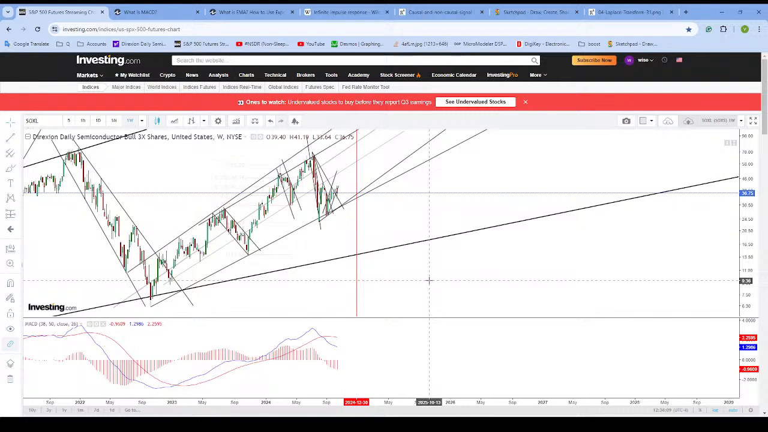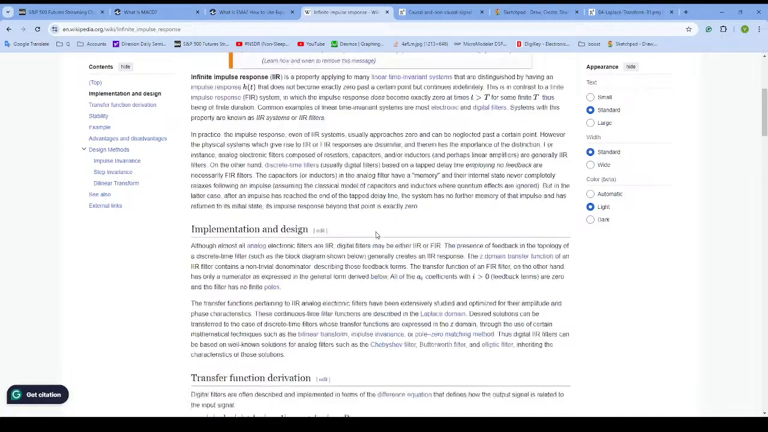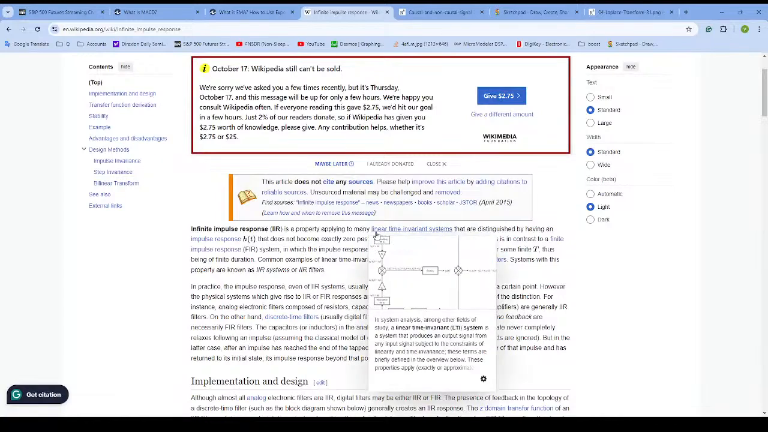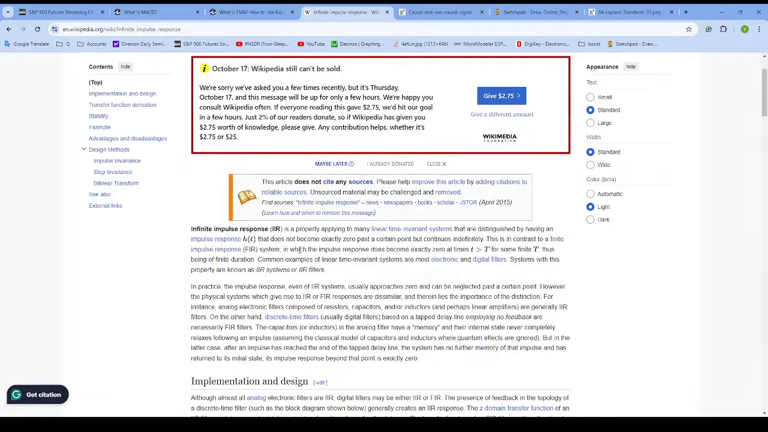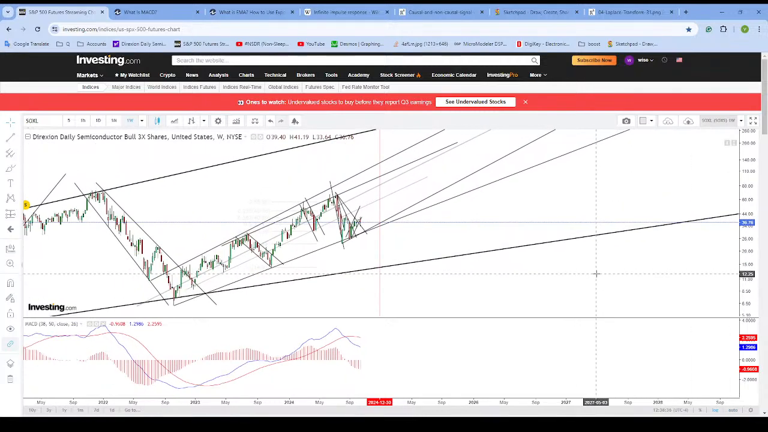Okay, this is basically what I had planned to discuss with you guys. It was the effect of infinite impulse response LTI systems, and the consequence of that, as an indicator to do trading.